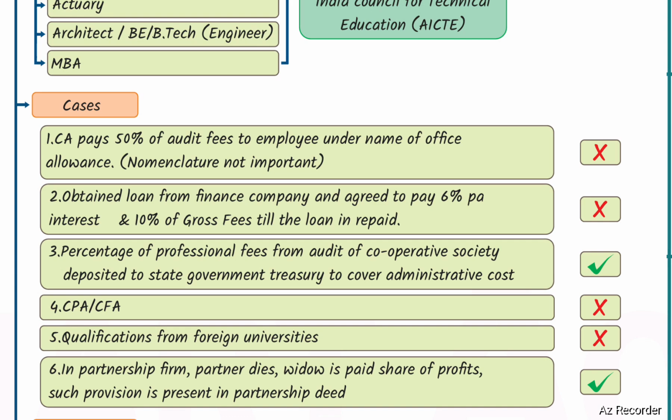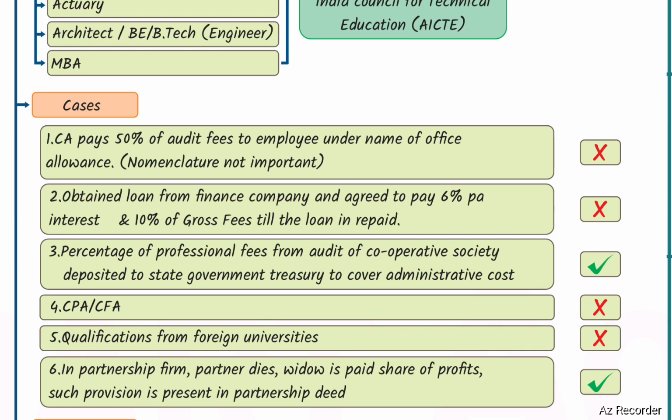Obtain a loan from a finance company and agree to pay 6% interest and 10% of the gross fees till the loan is repaid, not allowed. A percentage of professional fees from the audit of a cooperative society deposited to the state government treasury to cover administrative cost, it will be allowed. And payment or sharing of fees with a CPA or CFA, with qualifications from foreign universities, not allowed.